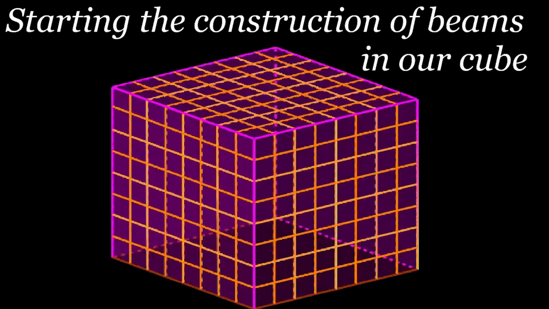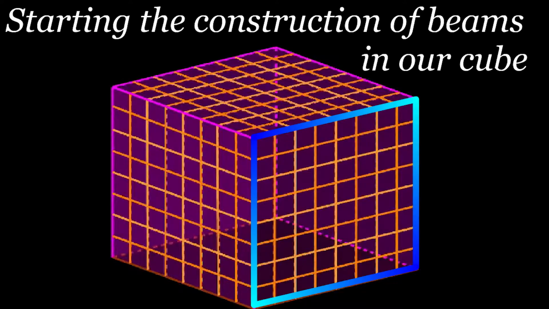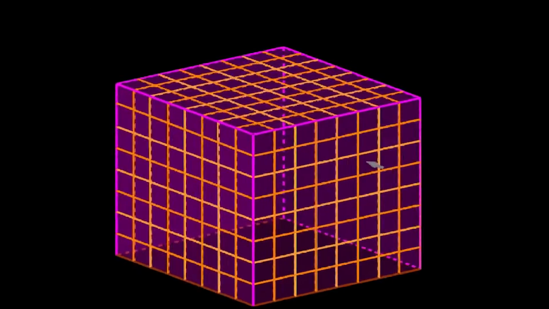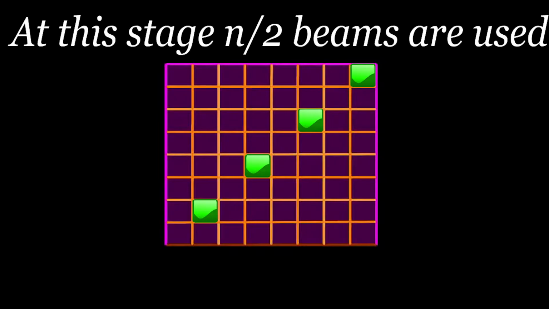Now, let us return to the first step in our method and construct a cube in equilibrium which contains exactly 1½ n beams. For this, let us first look at our cube from one of the sides of its faces. We start by inserting green beams alternately in the right upward diagonal of this face. Observe that at this stage the number of beams inside our cube is exactly n divided by 2. This follows easily from the fact that the side length of our cube is equal to n.